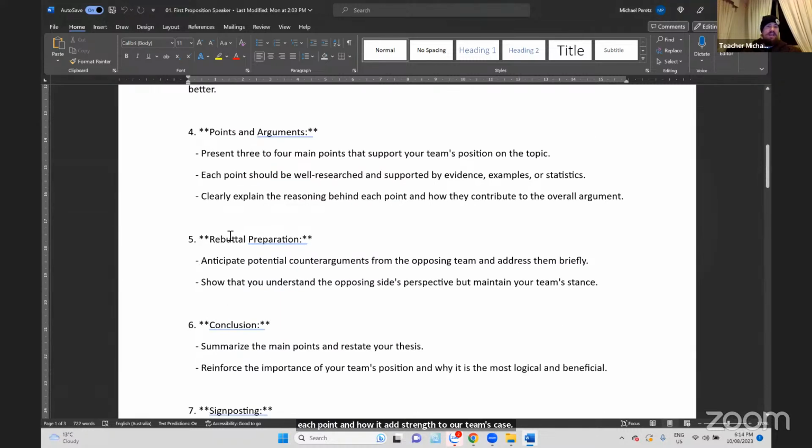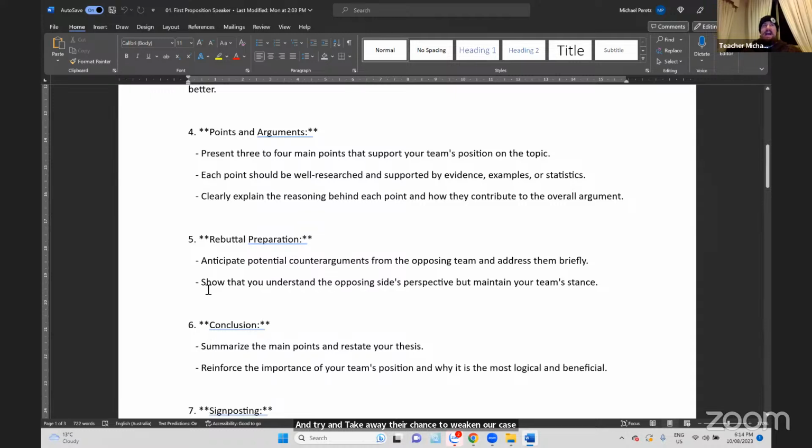Next, we have the rebuttal preparation. So this is not actually the rebuttal itself because no one from the other team has spoken yet. But we still need to make sure that we're ahead of them. So we try to guess what they're going to say and try and take away their chance to weaken our case.